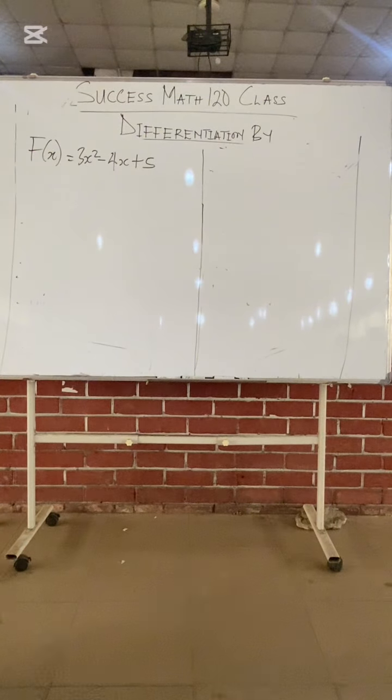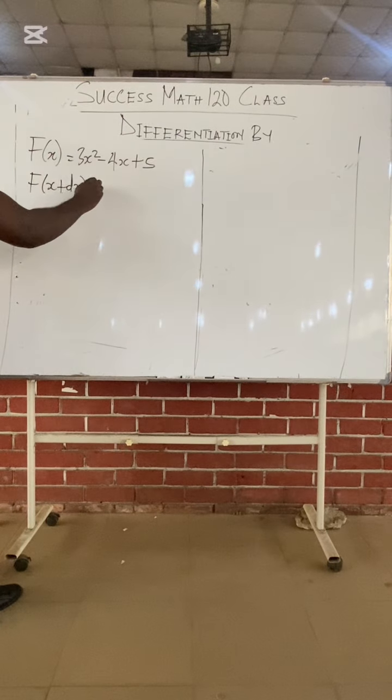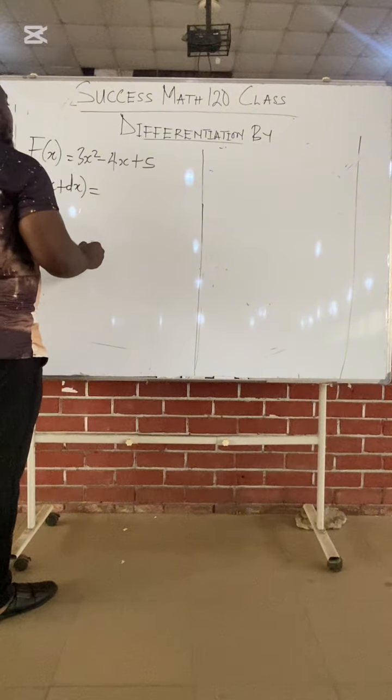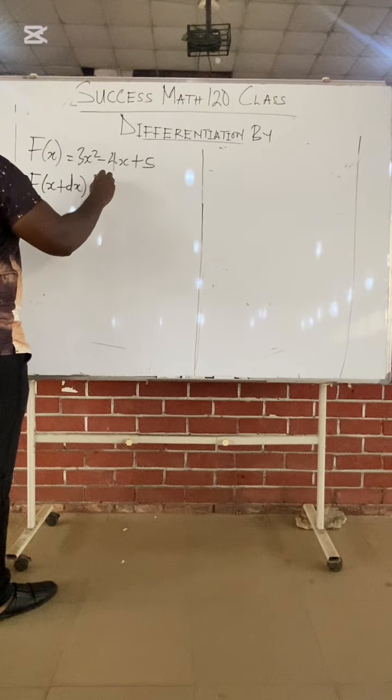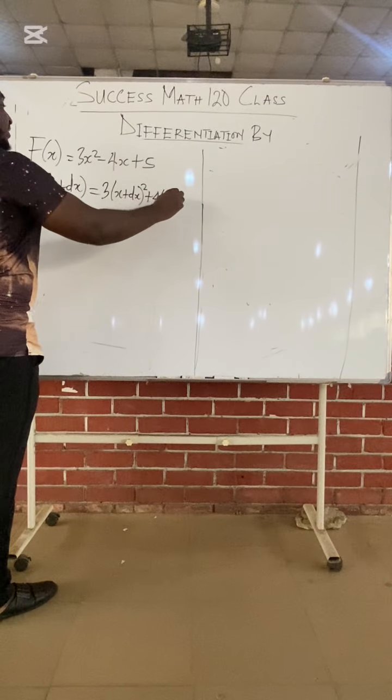Differentiate 3x squared minus 4x plus 5 by first principle. First find f of x plus dx. F of x plus dx means for every x, add dx to it. This will be 3 into bracket x plus dx all squared, minus 4 into bracket x plus dx.